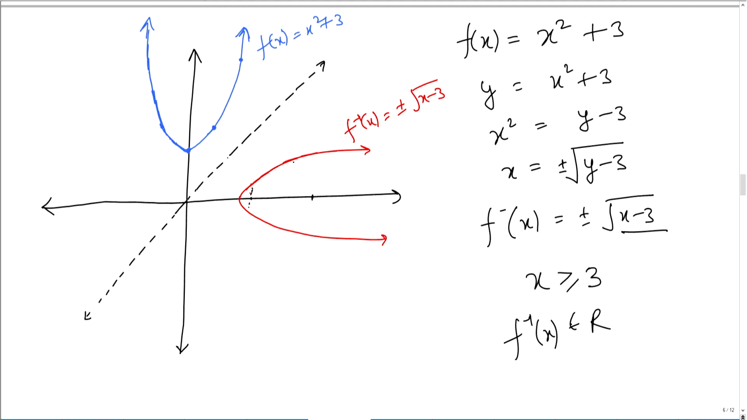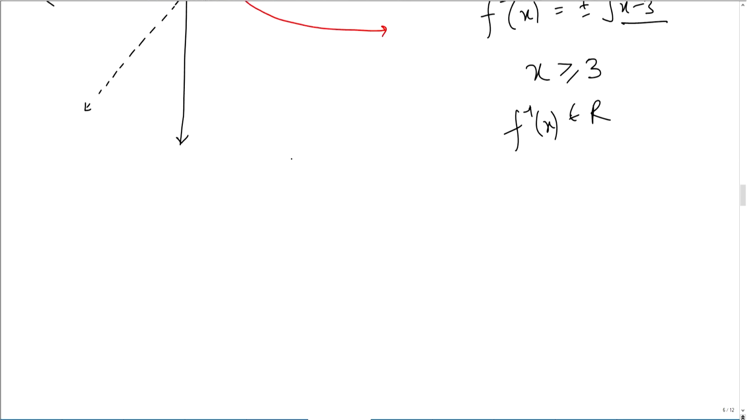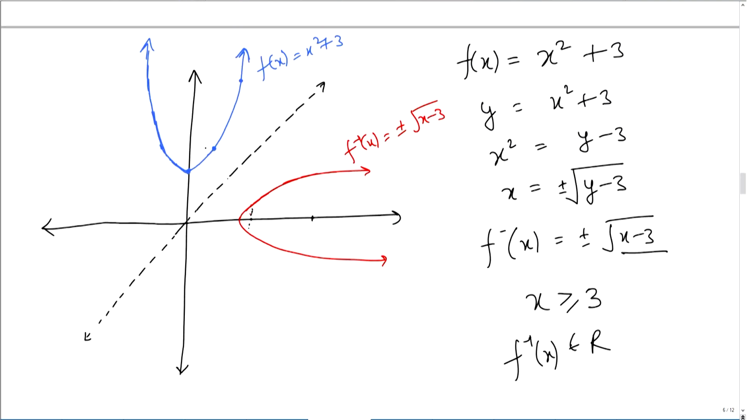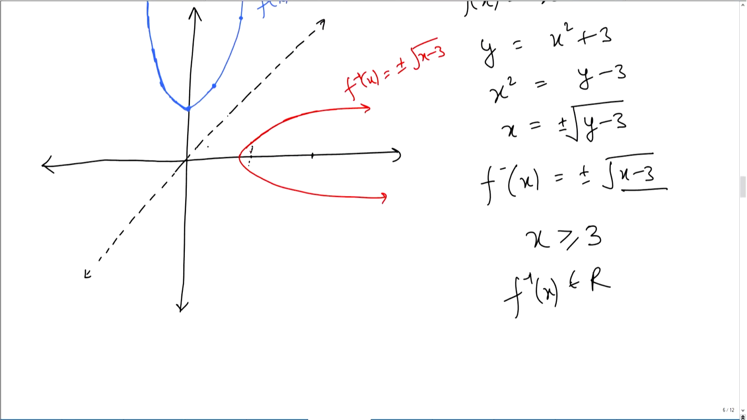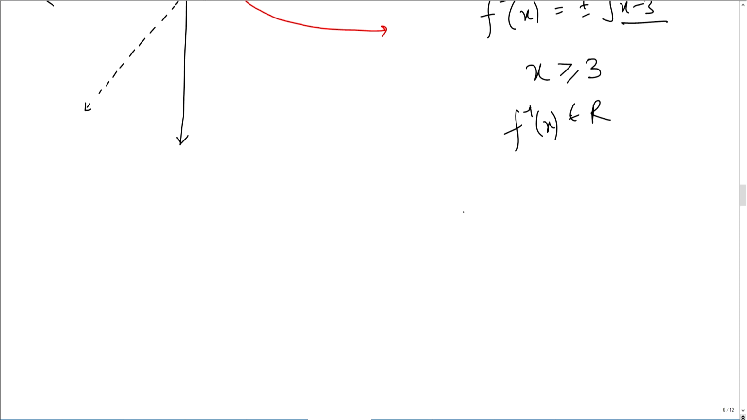Let us try some more functions. Maybe you can try a cubic function, right? So let's say, no, not cubic, let's say some function of this form. Let's say f of x equals 1 by x. Now, what is the domain? x cannot be equal to 0. What is the codomain? y also cannot be equal to 0.